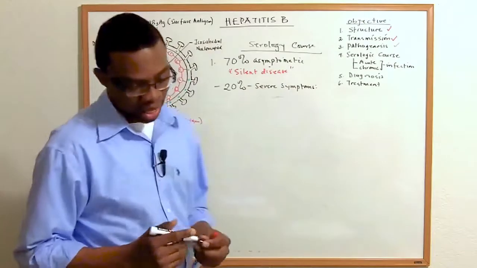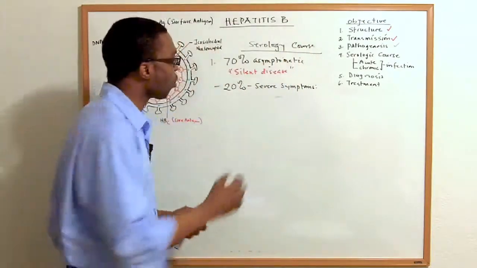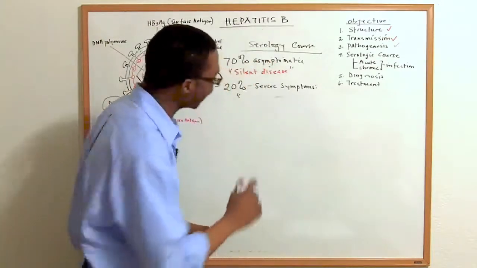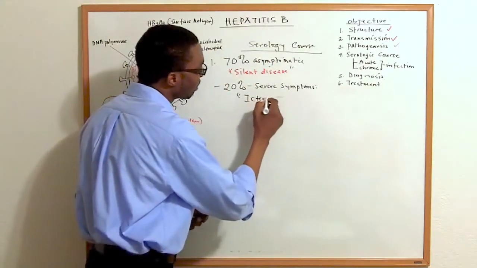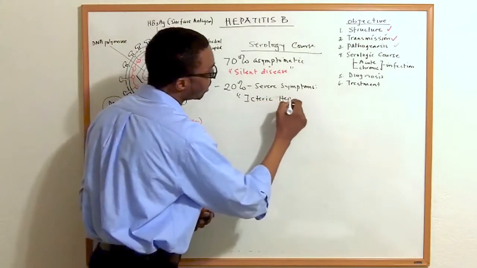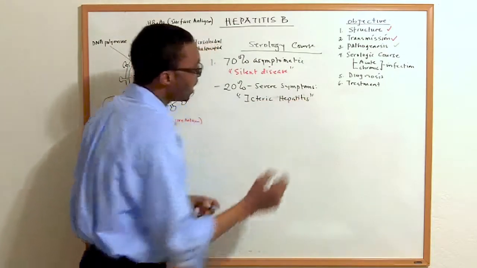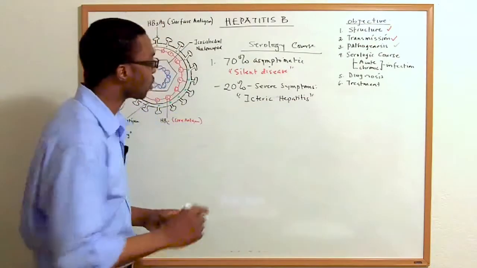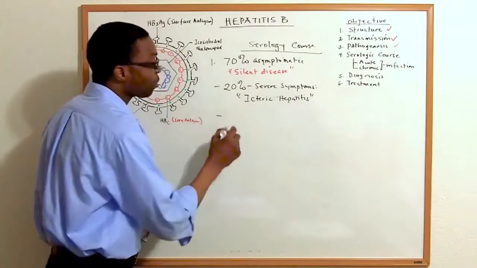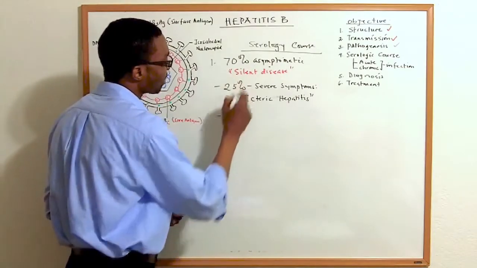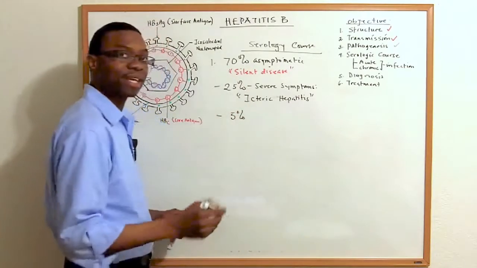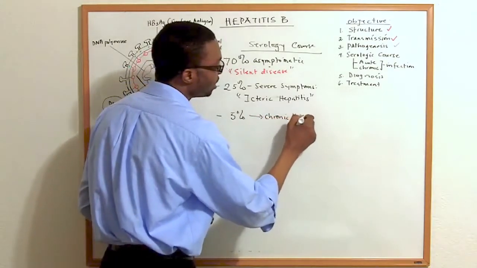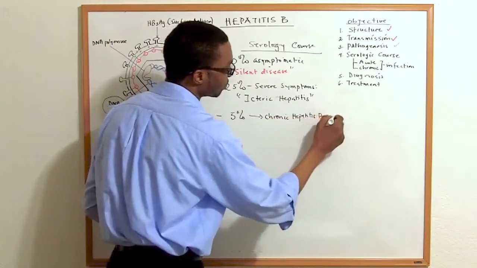They can develop symptoms. And what kind of symptoms are we talking about? Well, we call this kind of symptom an icteric hepatitis. Icterus, from the word yellow, jaundice, hepatitis. And I'm going to talk about that also. But there's another population of people, 5% of patients, who can go on to become chronic hepatitis B carriers.